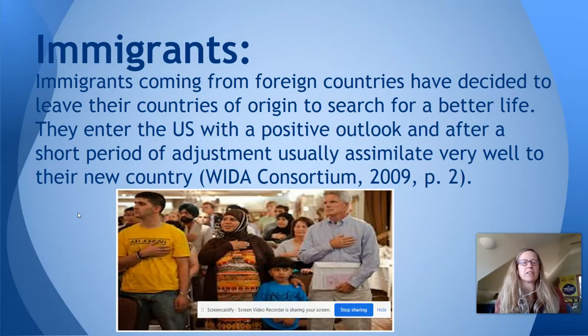The first group is immigrants. Immigrants are those who come from foreign countries and they've actually decided to leave their country in order to search for a better life. Usually, immigrants apply for status to come to the country. There's preparation, they're planning for it, they have it in their minds. So because of that, they're excited to come to the United States. They've picked the United States for a reason. And because of that, the adjustment period is a little bit shorter.